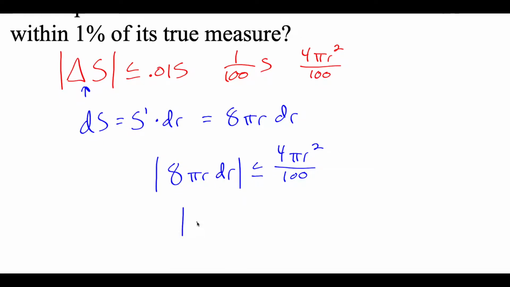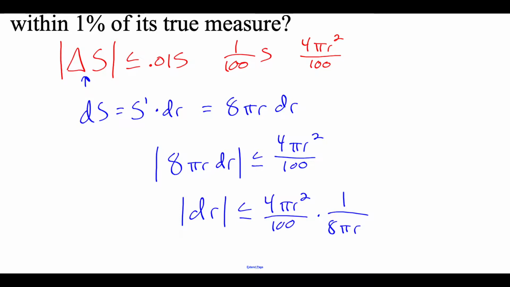So that's going to leave us with just the absolute value of dr being less than or equal to, now what I'm going to do is take this 4 pi r squared over 100, but instead of dividing that by 8 pi r, I'm really going to think about it as multiplying by 1 over 8 pi r. And that's going to let us do some reducing in here. Because we have a pi on top and on bottom, we can cancel that out. I can cancel this r on bottom with one of those r's on top. This 4 and this 8 can be reduced down, so that 8 becomes a 2 and that 4 becomes a 1.